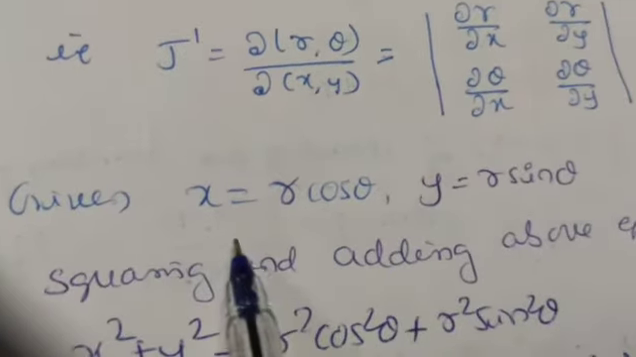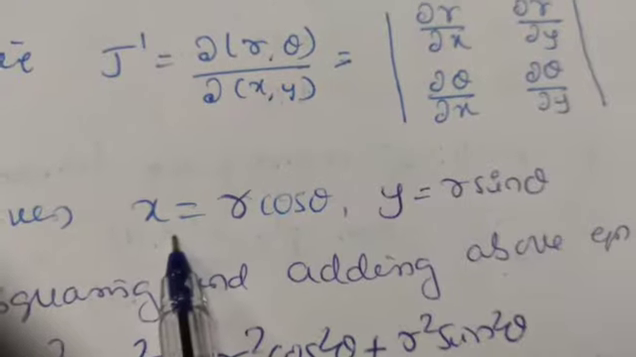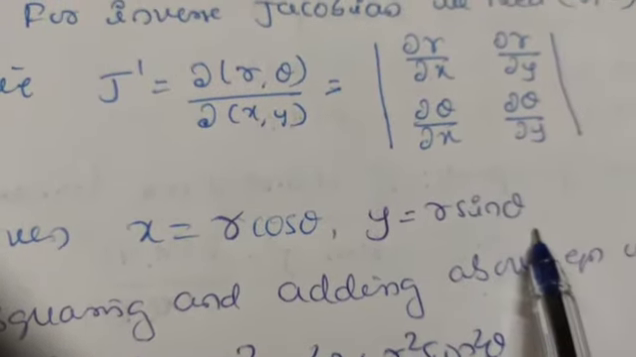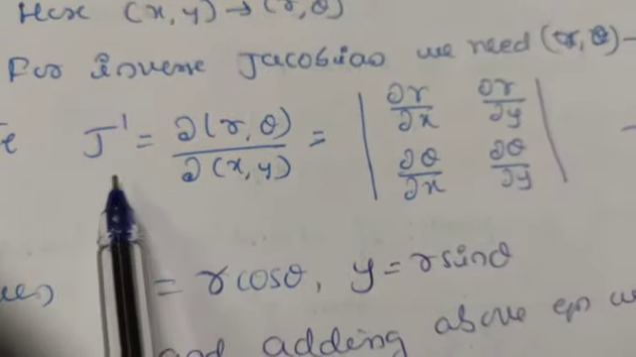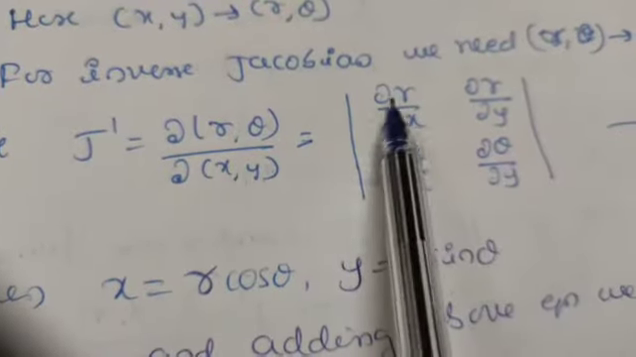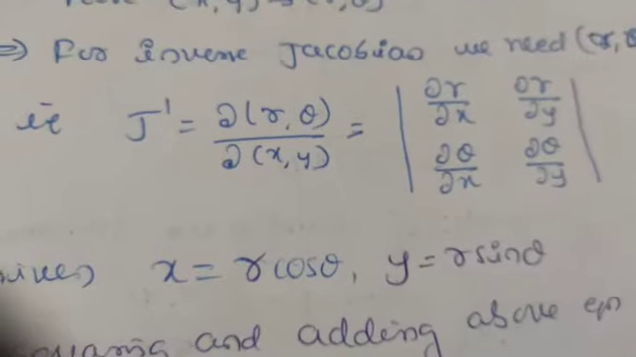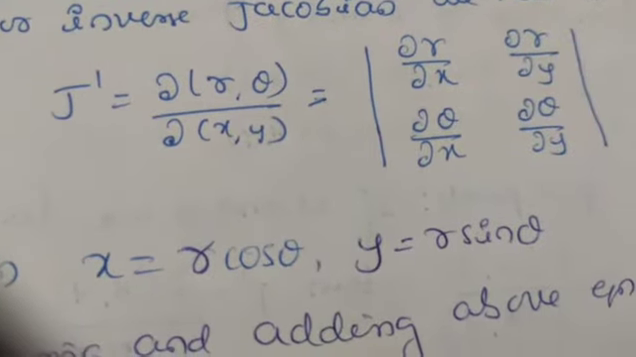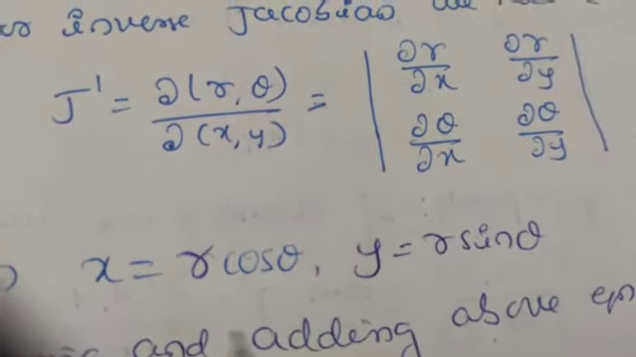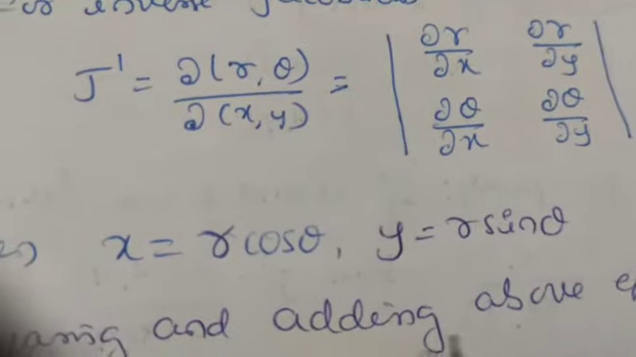So here x and y are given. First you write the given data: x is r cos theta, y is r sin theta. In the case of J dash, we want dou r by dou x, dou r by dou y, and dou theta in terms of x and y. So for this, first you have to find the values of r and theta in terms of x and y. After that we can differentiate this.